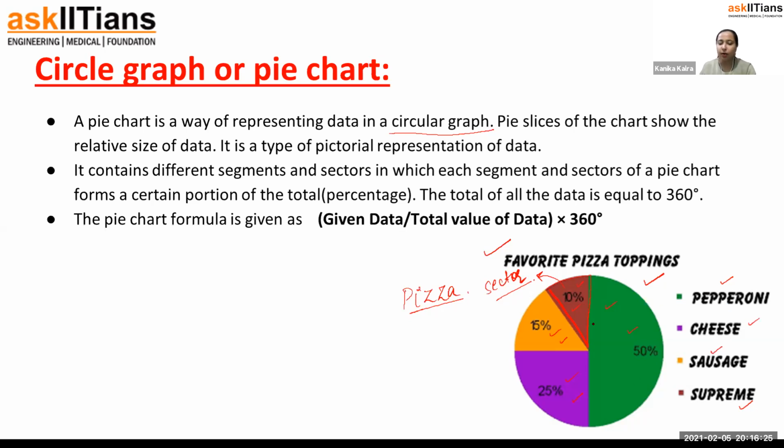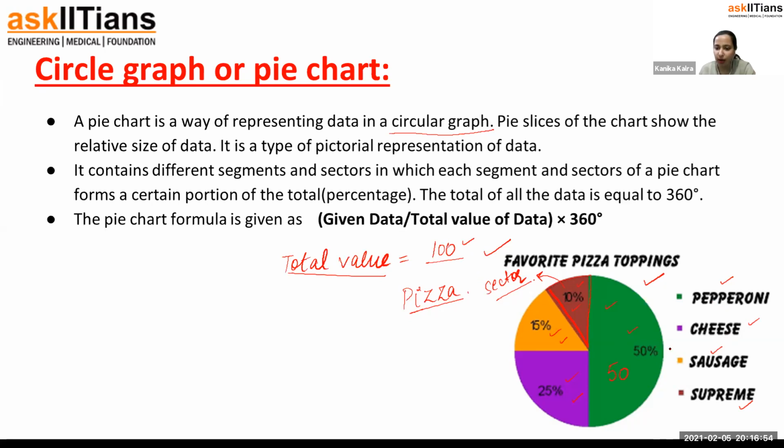In this case, how would you find out what is 10%? 10% of what? In this case, you should be given some total value or total number of people. Let's say the total number of people is 100. So, how many people like pepperoni pizza? 50% of 100. So, 50% of 100 means 50 people.